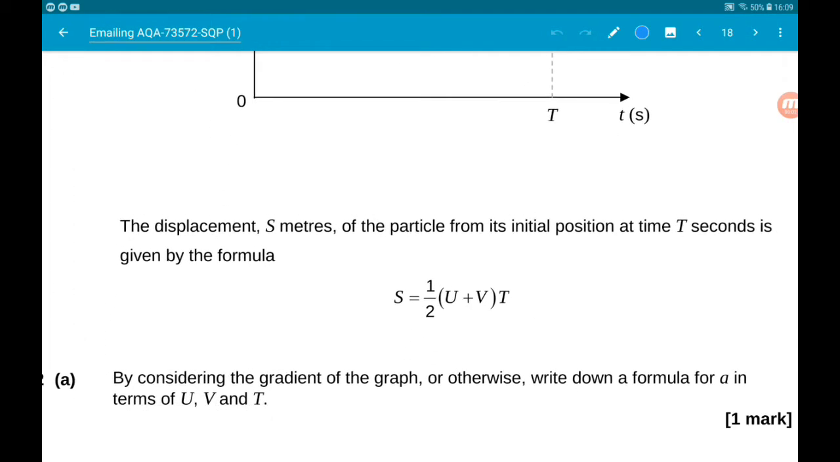Then we're told the displacement s meters of the particle from its initial position at time t seconds is given by s equals 1/2 (u plus v) times t. So these are all things that we already know. Part A says, by considering the gradient of the graph or otherwise, find an expression for a in terms of u, v and t.